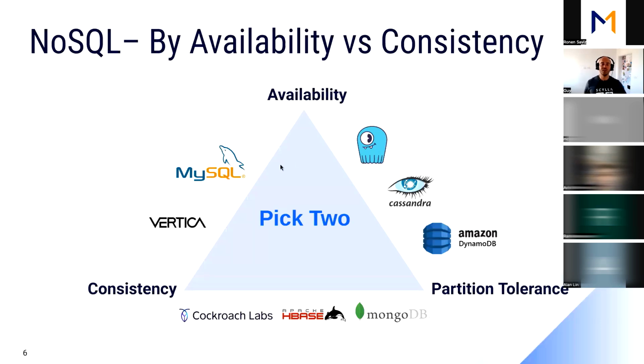So we can see MySQL and Vertica have a preference of consistency and availability over partition tolerance, while databases such as Cockroach Labs, Apache HBase, MongoDB, as well as many others that I didn't mention, give a preference for consistency over availability. Okay, and the database that I will focus on today, here you can see ScyllaDB, Apache Cassandra, and Amazon DynamoDB, as well as many others. They give a preference for availability over consistency.